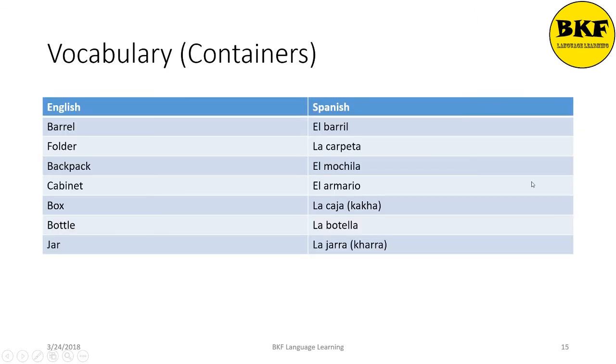Now some vocabulary on containers. So barrel is el barril in Spanish, folder is la carpeta, backpack is el mochila, cabinet is el armario, box is caja, bottle is la botella, and jar is la cara.